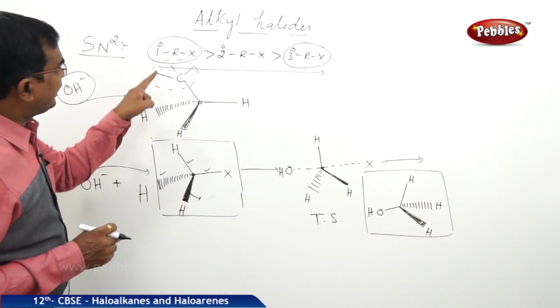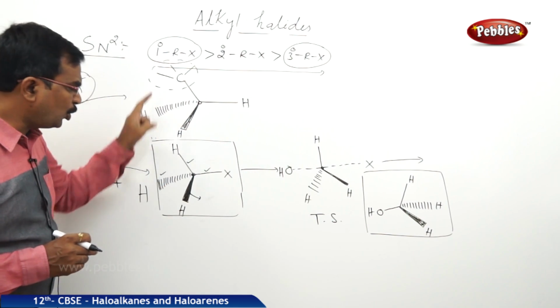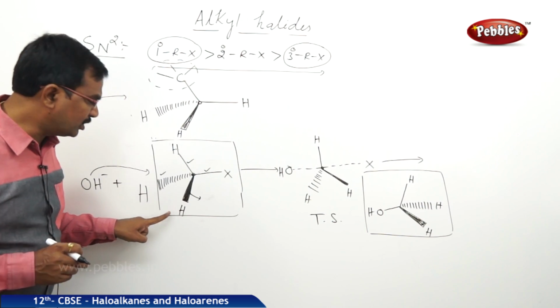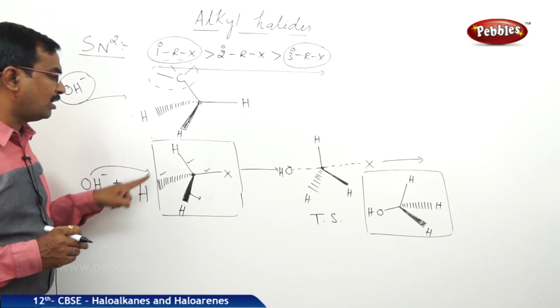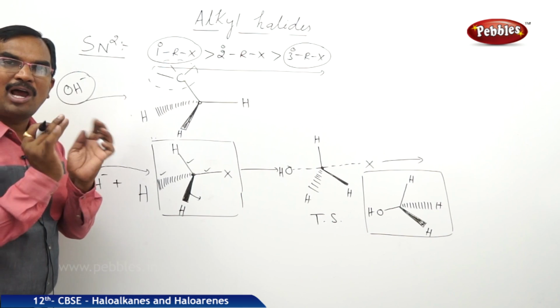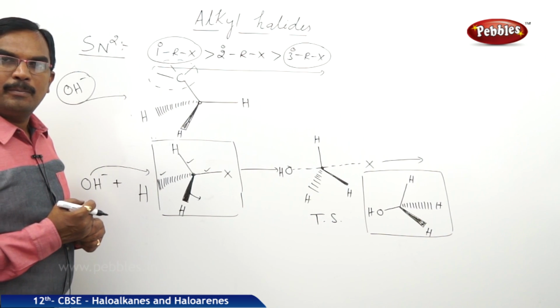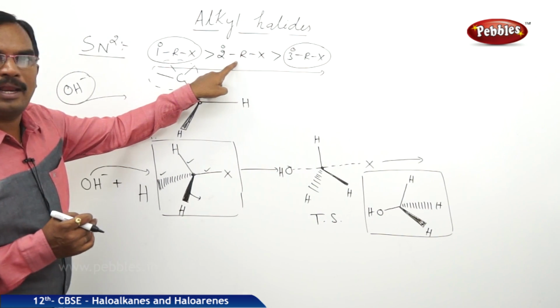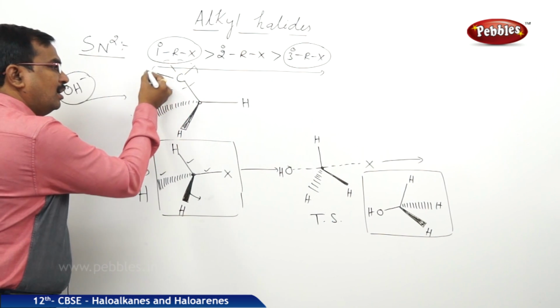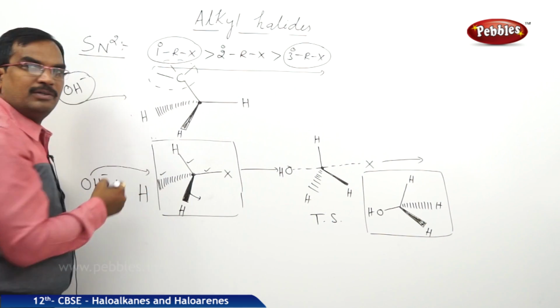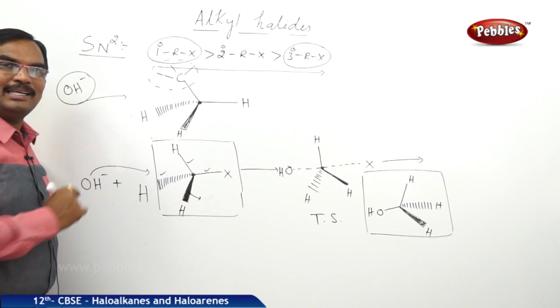That's why in the case of primary alkyl halide, there is not much steric hindrance here, because the hydrogen atoms which are present on this carbon atom are small groups. But when we take the secondary alkyl halide, we can see here, on this carbon atom, the bulkiness is getting increased.